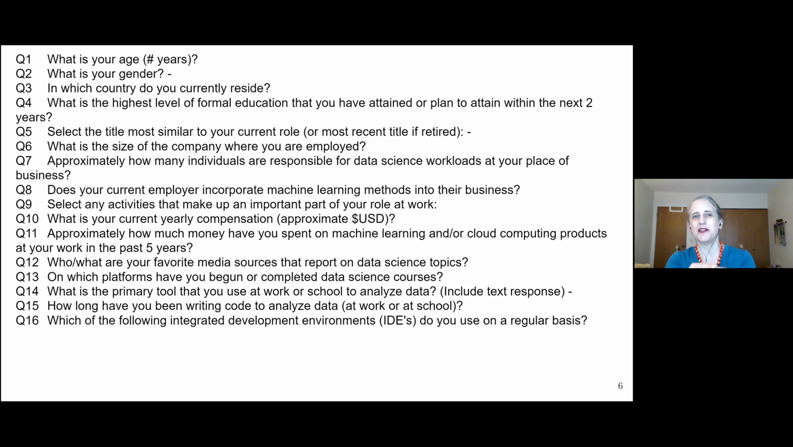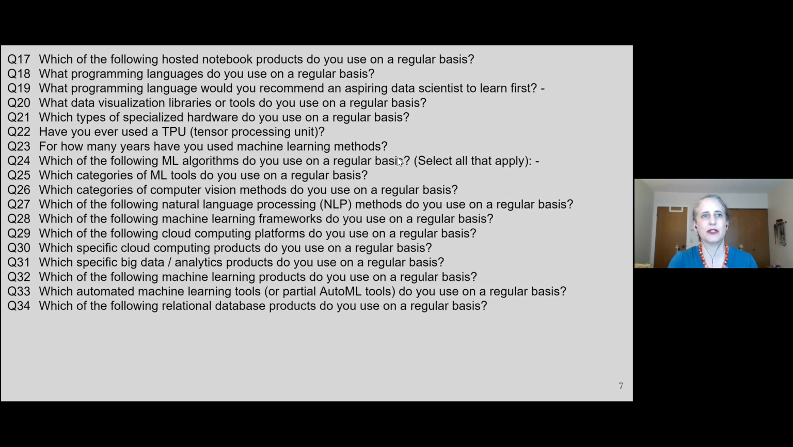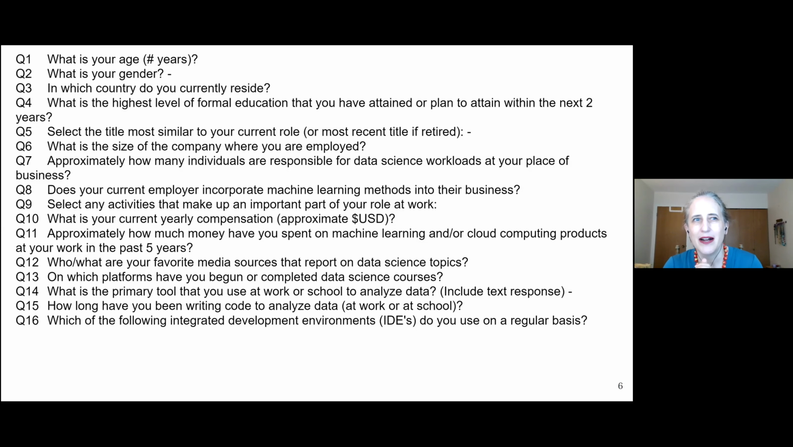Again, questions like that I find interesting, together with that previous question about how many people are responsible for data science workload, question number 7. Depending on the size of your organization, your response to that is going to be very approximate, like someone who works at Amazon versus someone who has their own company like Bruce. So we have some data quality issues there, if you want, in terms of the person's own perception.